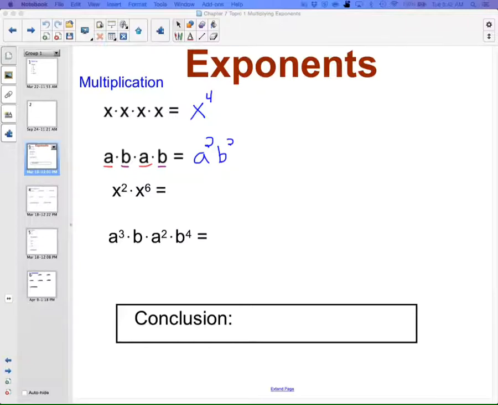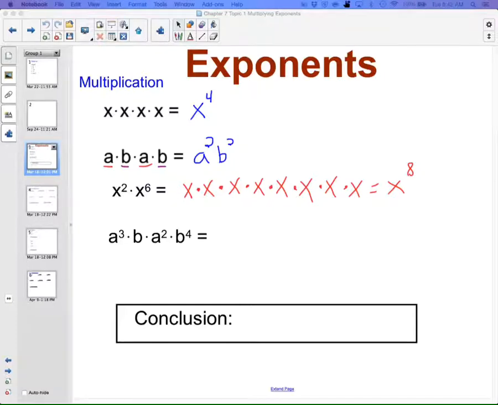Okay, the next one. Think about how this would work out. X squared times x to the 6th power. It's really like x times x and then 6 more times. Count up all our x's. And it looks like we have 8 of them.